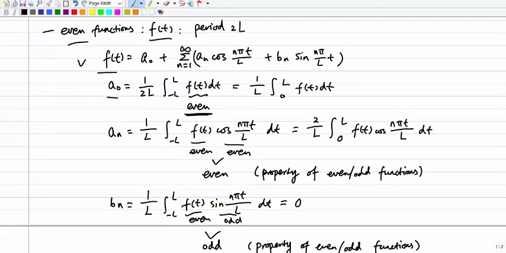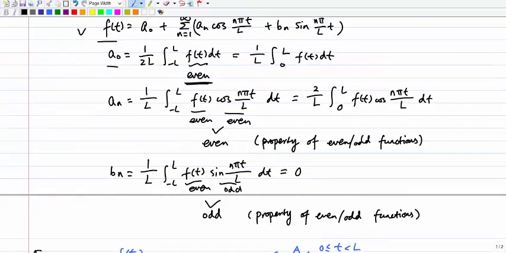For bn, it's 1 over L times the integration from negative L to positive L of f(t) sine(nπt/L) dt. Here f(t) is even, sine(nπt/L) is odd, and even times odd is odd. So the integration of an odd function from negative L to positive L is always 0, which means bn is 0. That's why we can simplify a lot in the computation.